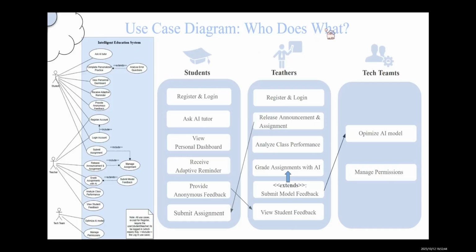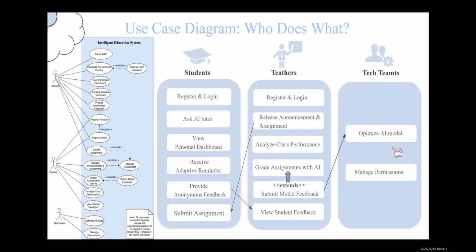That is my part. My name is VEDIO, and I will present our use case diagram and structure analysis and design. To answer the question who does what, we've created the use case diagram. Our system serves three main actors: the student, teacher, and tech team. For the student, a core feature is Ask AI Tutor. For the teacher, it's grade assignments with AI. And for the tech team, they are responsible for tasks like optimize AI model, and other functions can be seen there.